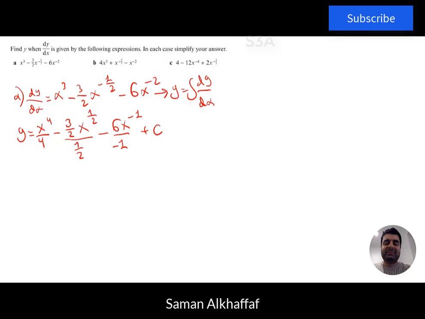So this can be simplified to x to the power 4 over 4, and to simplify this, the 2's will disappear, so that will end up with minus 3x to the power of a half, and the negatives will disappear, so that will give us positive 6x to the power of minus 1 plus c. And this will be our answer for part A.